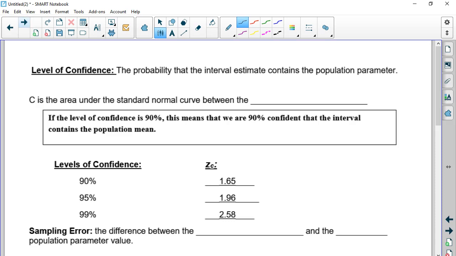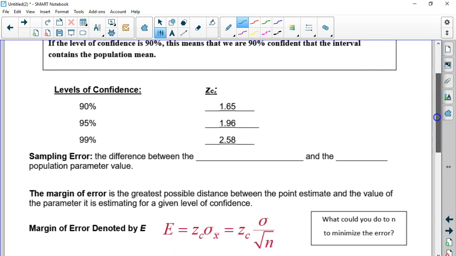Now, the probability that the interval estimate contains the population parameter, C, is the area under the standard normal curve between the critical values. If the level of confidence is 90%, that means we're 90% sure that the interval contains the mean. Okay? So we can go 90%, 95%, 99%, and these are the Z-scores for those confidence levels. For a 90% level of confidence, we use a Z-score of 1.65, for 95%, 1.96, and for 99%, 2.58.